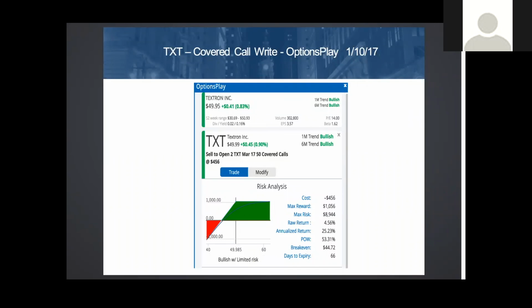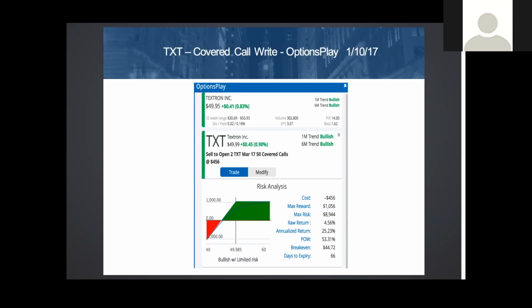Here's a stock that has almost no dividend yield, less than 0.2%. But by writing a covered call with a $50 strike price, which is basically at the money, you can generate on 200 shares of stock $456 in income. That's a raw return on an option with 2 months to go. This expires on March 17th of 4.56%. That's an annualized return of 25%.